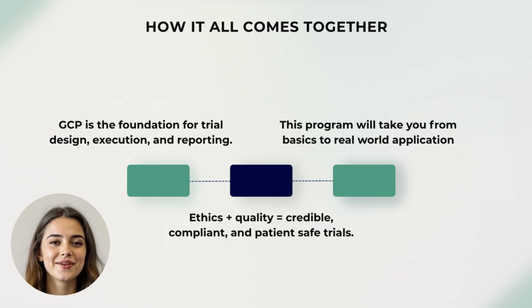Let me give you a quick real-world example. Imagine you're running a multi-site clinical trial for a new cancer therapy. Midway through, you find out one site is skipping over a part of the informed consent discussion to save time. On paper, this might look like just a procedural shortcut, but in practice, it's a direct breach of both ethics and GCP. By acting quickly to fix that, you're not just protecting the trial's validity, you're protecting human beings.